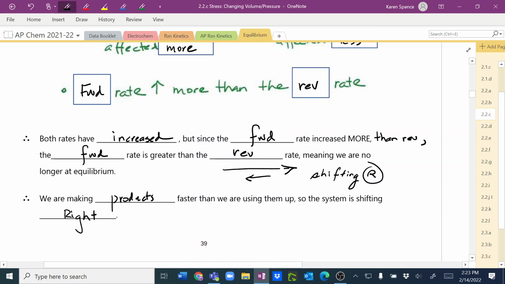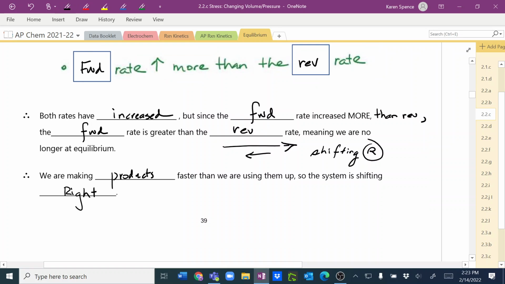Honestly, I don't believe on an AP exam you're going to be asked to explain the shifts via rates, but I could be wrong. You know what I mean? And plus, it's also good to understand what's happening in terms of rates.